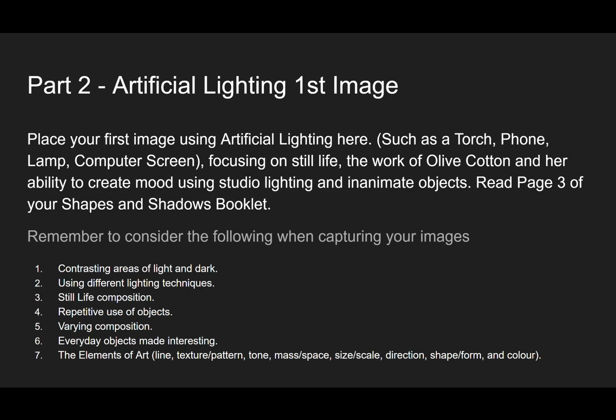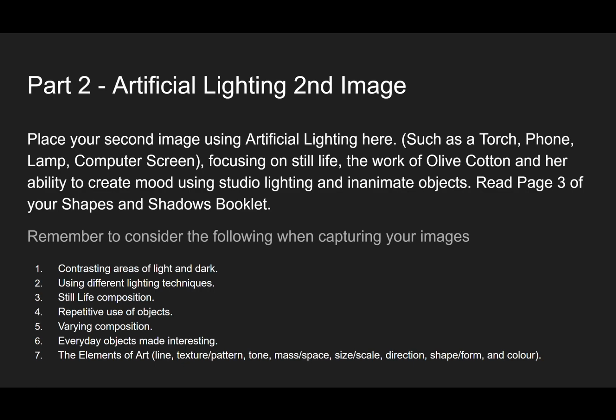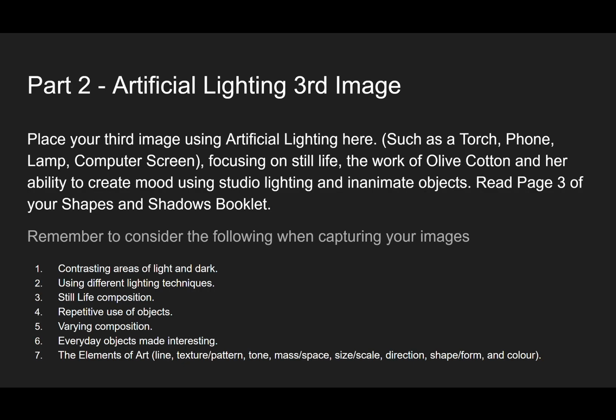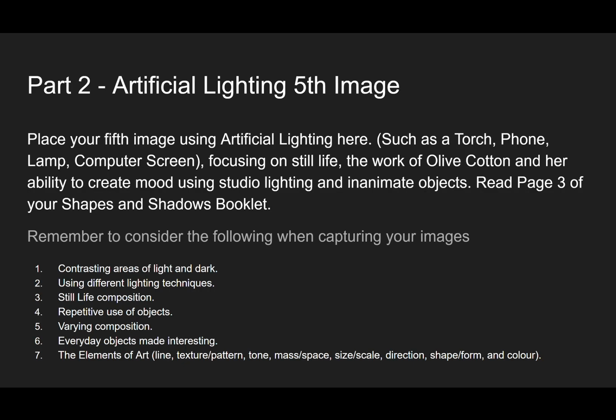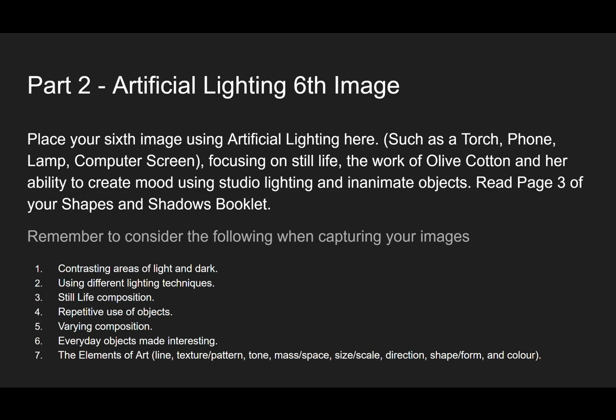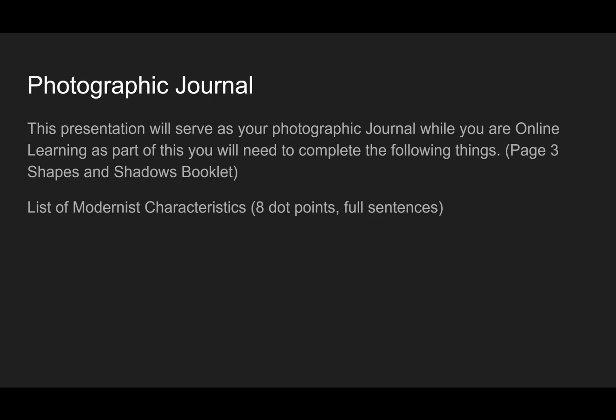Read page 3 of your Shapes and Shadows booklet. And underneath you've got a number of points to consider. And then for this part of the assignment, part 2, we've got the second image, and then a third image, a fourth image, a fifth image, and a sixth image. So same as part 1, 6 images. Part 1 was natural lighting, part 2 was artificial lighting. And then there's the photographic journal, okay? This presentation will serve as your photographic journal.